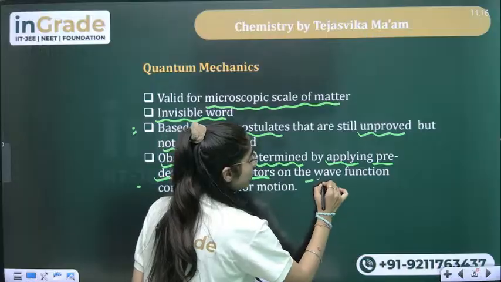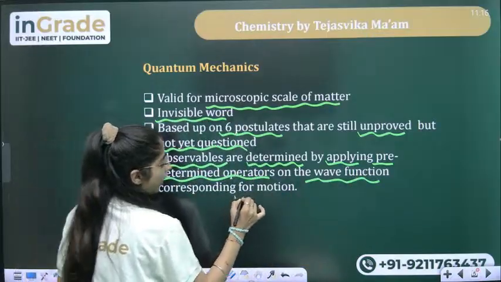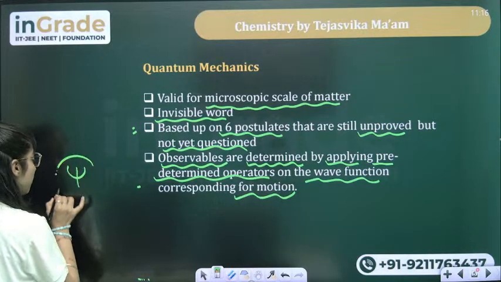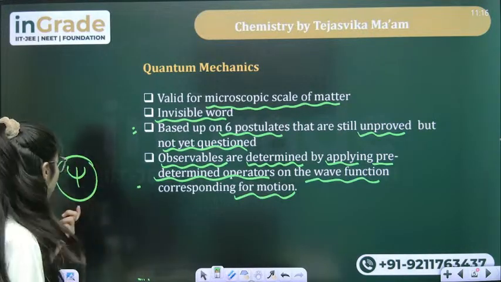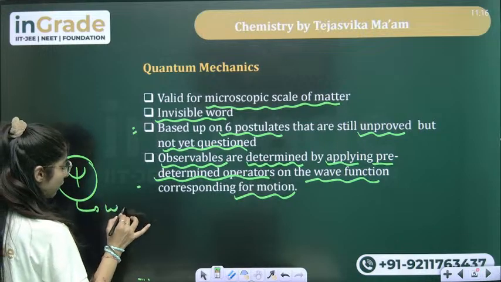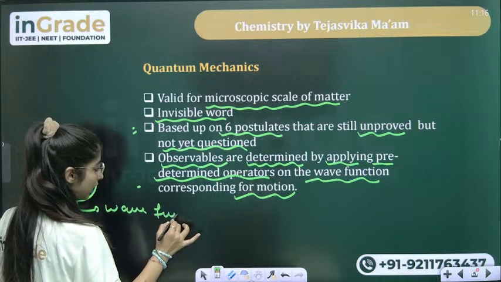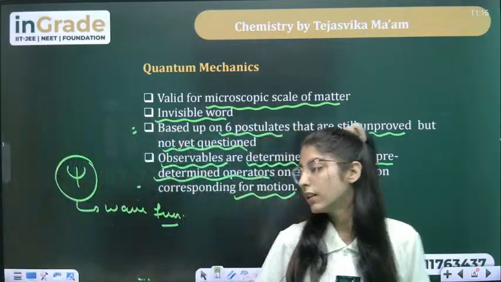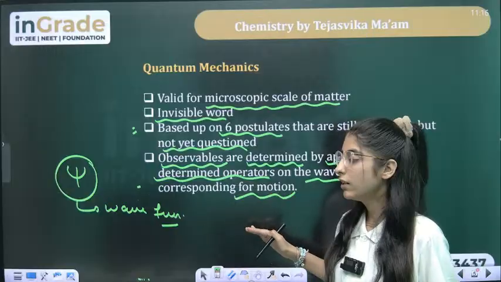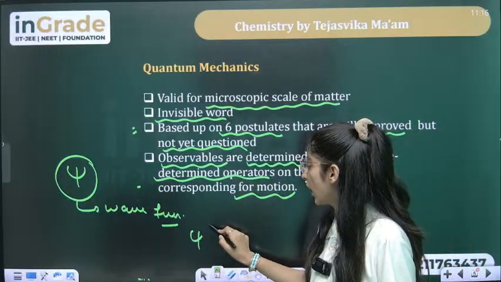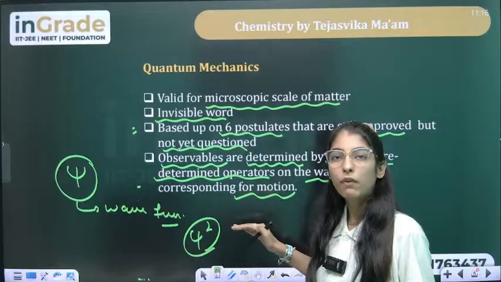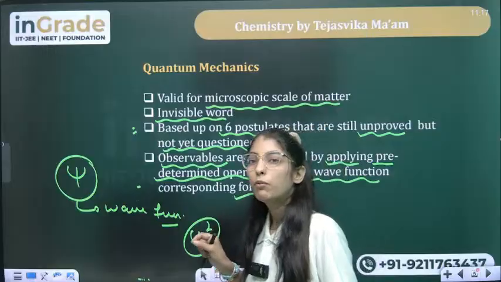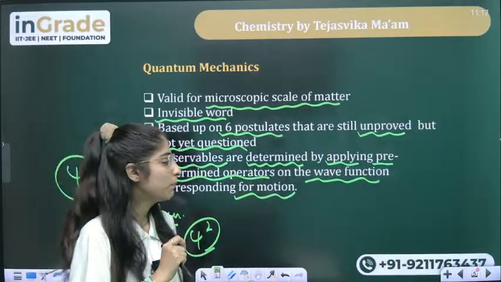Okay, that corresponds to the wave function for your motion. Now you all know what a wave function is. Wave function is simply represented by psi, and psi means wave function. In the previous lecture, as I told you, psi itself doesn't carry any physical significance, but if we have the value of psi square, then we are able to find out the probability of the electron, or I would say the region where the probability of finding the electron is maximum.